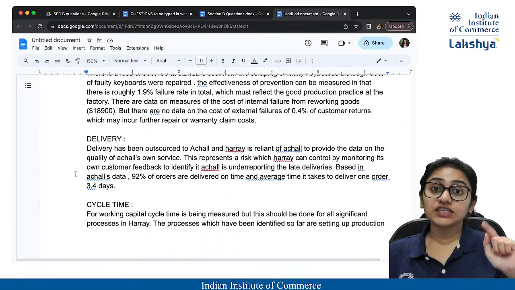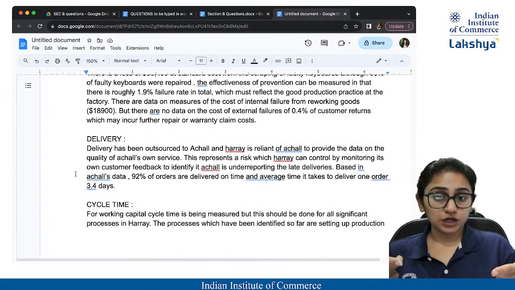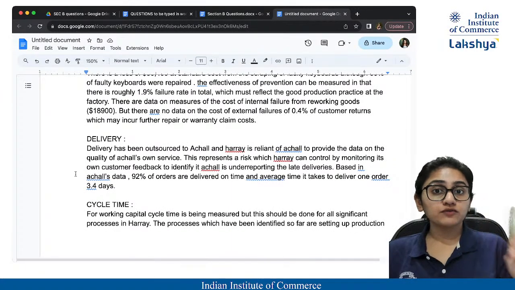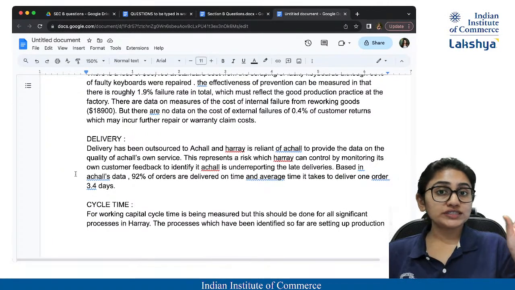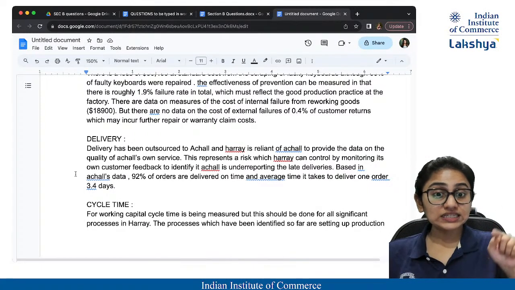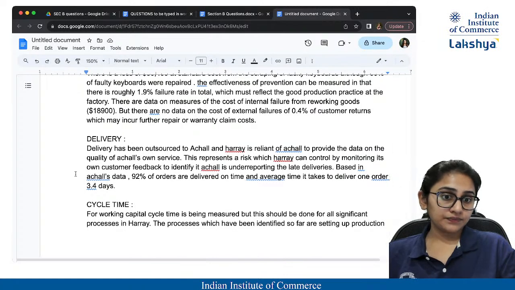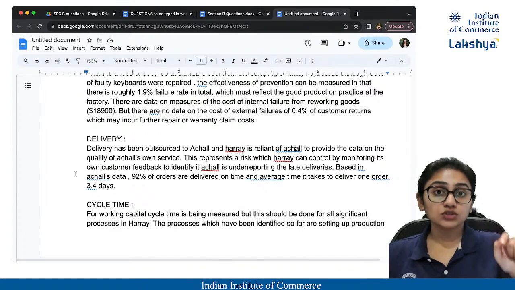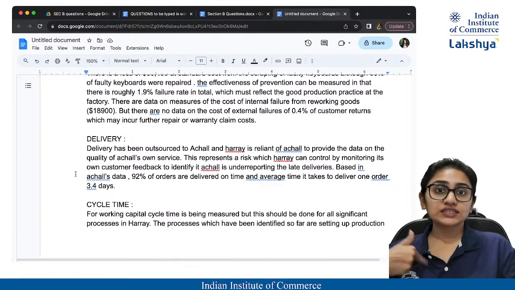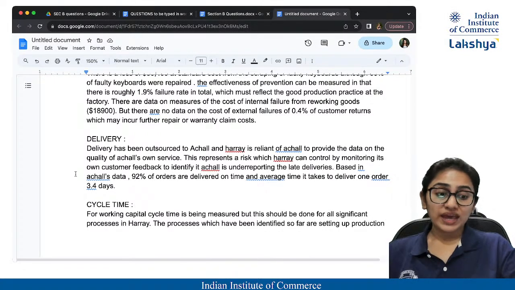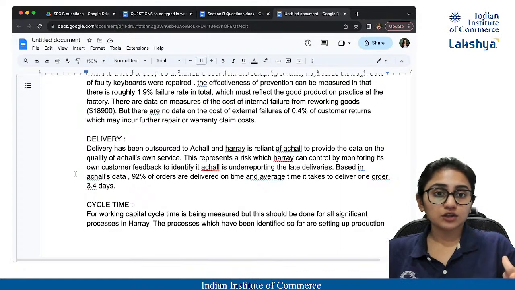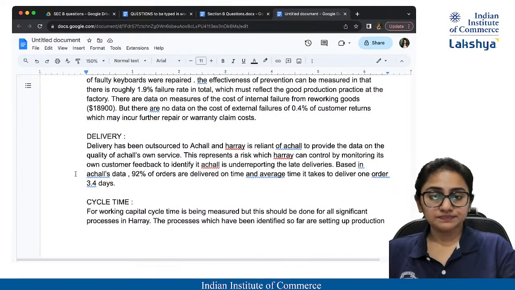Then delivery. Delivery is the number of time that you take to deliver the product. If you calculate, you take 3.4 days to deliver one goods, and 92% of the orders are delivered on time. So if 92 are delivered on time, it's somewhere or the other good. But this is based on Actual's data. So we have to trust Actual's data on that, because Actual is our outsourced delivery partner. We are not doing the deliveries on our own, but we have outsourced it to a company called Actual. So we have to trust Actual's data because we don't have any other option. We don't have any other data available.